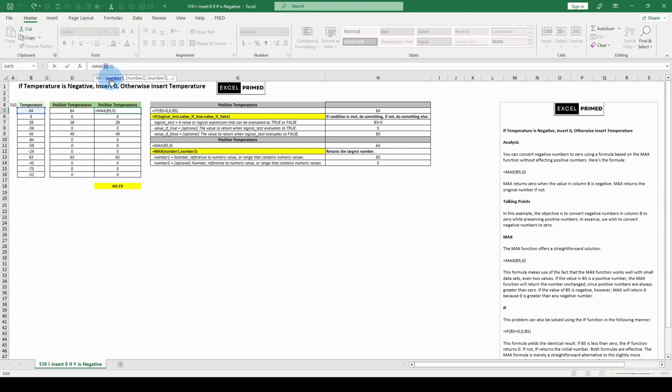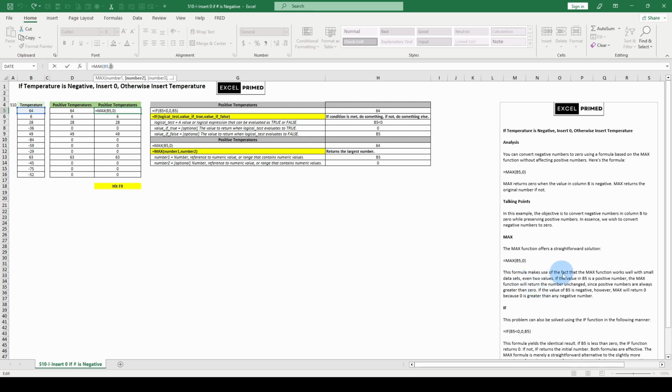We have number, number. That means anything above 0. Max starting at 0. Got it? Max, B5, 0. The 0 indicates positive numbers. We can't use anything below 0. Over here, you can read this up.